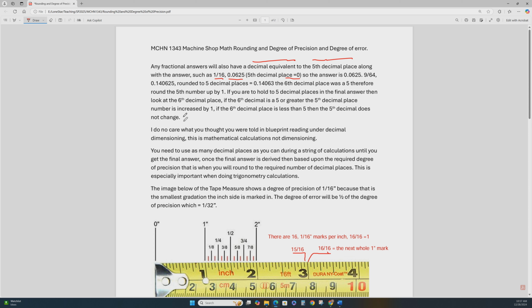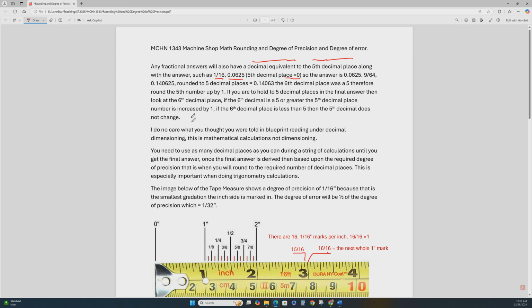Or you can leave it to 6 decimal places in your answer if you want. If I'm doing the calculations, I will most likely do that. That way I know where I'm going, up or down. But that's just me. I'm kind of anal and weird that way. But for the sake of this course, if you're going to hold it to 5 decimal places, if the 6th decimal place is a 5 or greater, you round the number in the 5th decimal place up by 1. If it's less than 5, you leave the 5th decimal number alone.